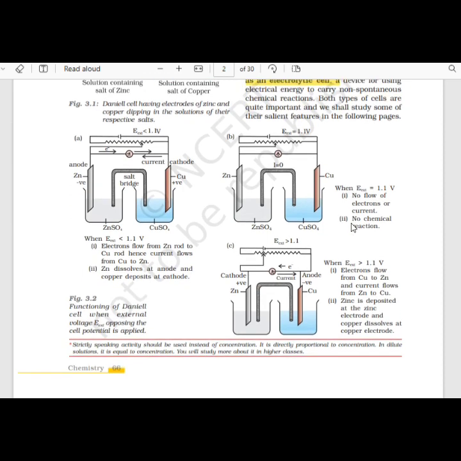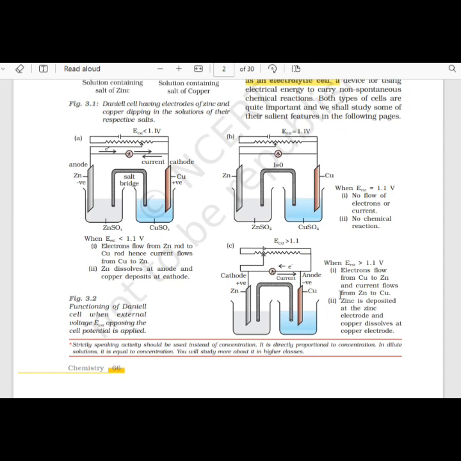And when the external potential and the internal potential are equal, when the external potential is 1.1 volt, there is no flow of electron or current, no chemical reaction occurs, and so we can see that I equals 0, that means current equals 0, and there is no reaction between the zinc rod and zinc sulfate solution.